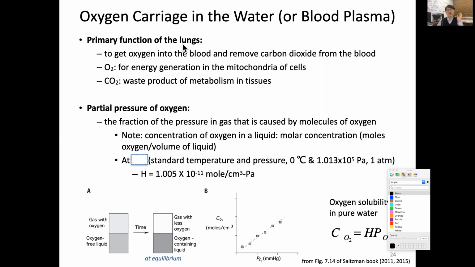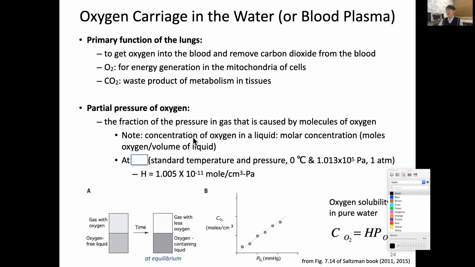The primary function of our lung is to get oxygen into our bloodstream and remove carbon dioxide from the blood. The oxygen is for energy generation, eventually inside the mitochondria of the cells, and the carbon dioxide is a waste product of metabolism in tissue. So let's consider the partial pressure concept of oxygen. Partial pressure is the fraction of the pressure in a gas that is caused by molecules of oxygen.